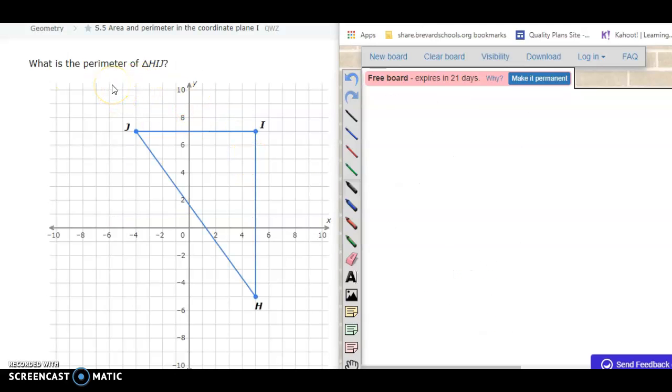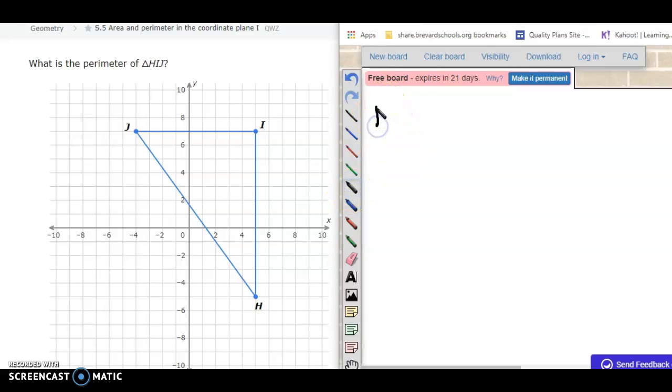All right, so this is where it's going to get tough. It says, what is the perimeter of the triangle? Two sides of my triangle are straight lines, so I know I can just count to find those sides. And in order to find perimeter, I have to add all of my sides. If you notice, HJ is a diagonal line, so you cannot just count those to find that side length. So what we need to do is the distance formula.